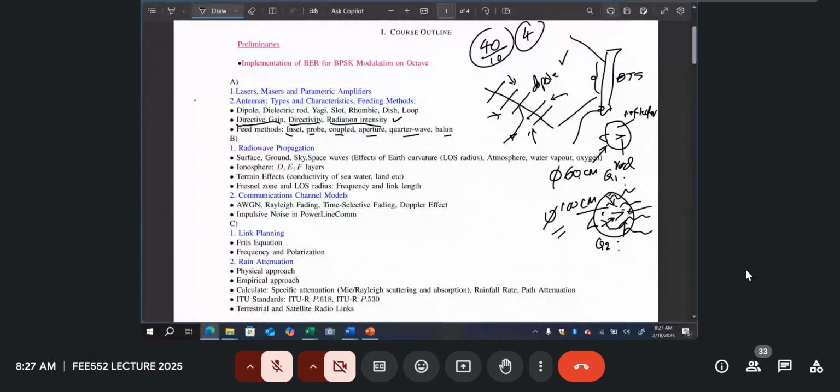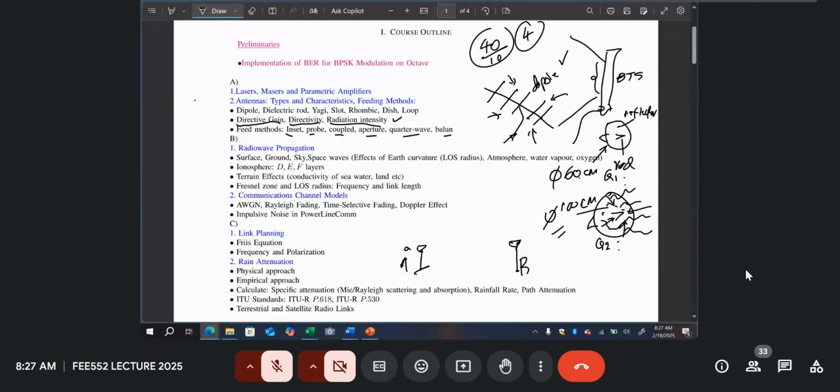Then when we come to radio wave propagation, we have said that the propagation could be near the ground, in the sky, or space waves. We'll also see when the waves are traveling in these different spaces, how that affects the link length, because you may just want to transmit from point A to B. If you have your antenna here, it has its own height. The other one may not necessarily be at the same height.